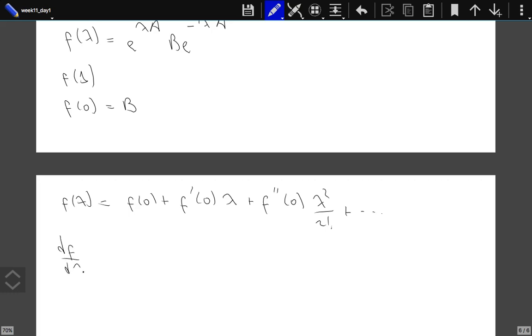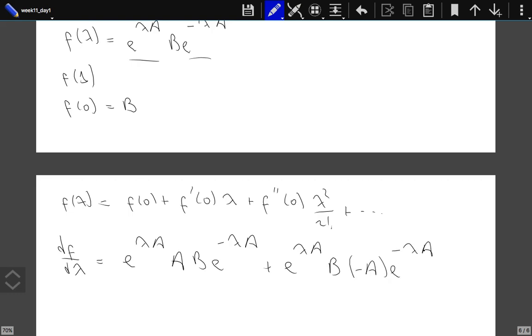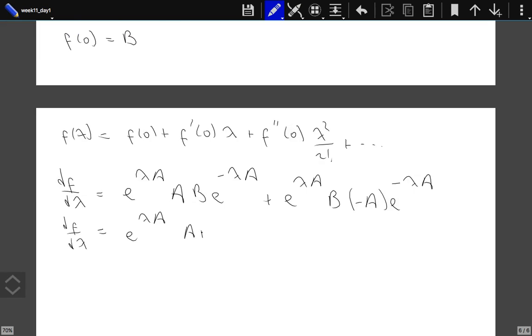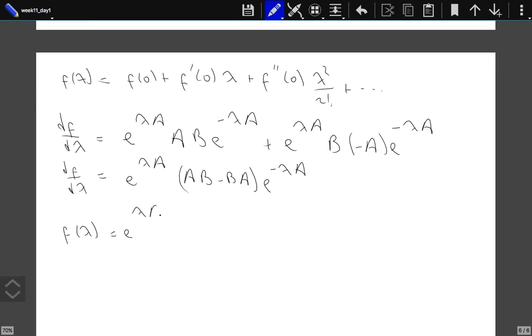So let me take the first derivative of f with respect to lambda. It is e to power lambda A times A, this is the derivative of e to power lambda A, times the rest, B times e to power minus lambda A, plus e to power lambda A times B, B doesn't depend on lambda, I take the derivative of e to power minus lambda A, and that gives me minus A times e to power minus lambda A. So the derivative of f with respect to lambda will be equal to e to power lambda A, (AB minus BA), times e to power minus lambda A. So if f of lambda is equal to e to power lambda A, B, e to power minus lambda A, then the derivative of f with respect to lambda is e to power lambda A times the commutator of A and B, e to power minus lambda A.